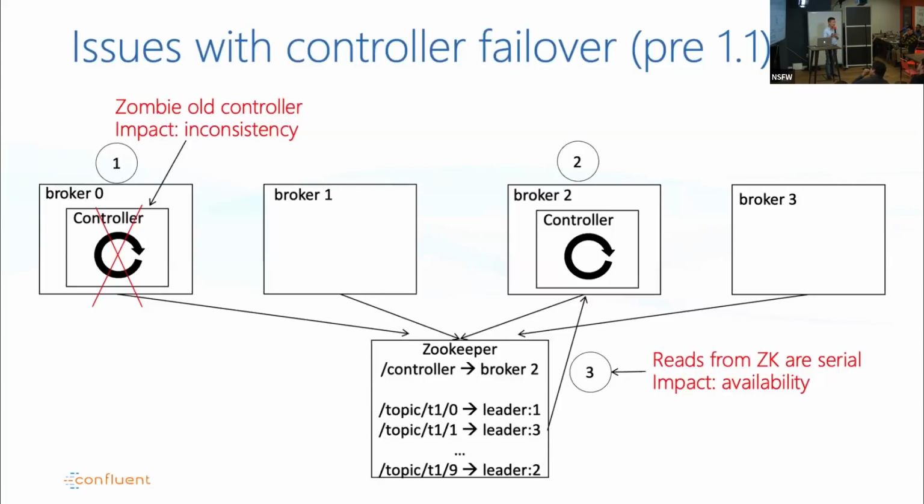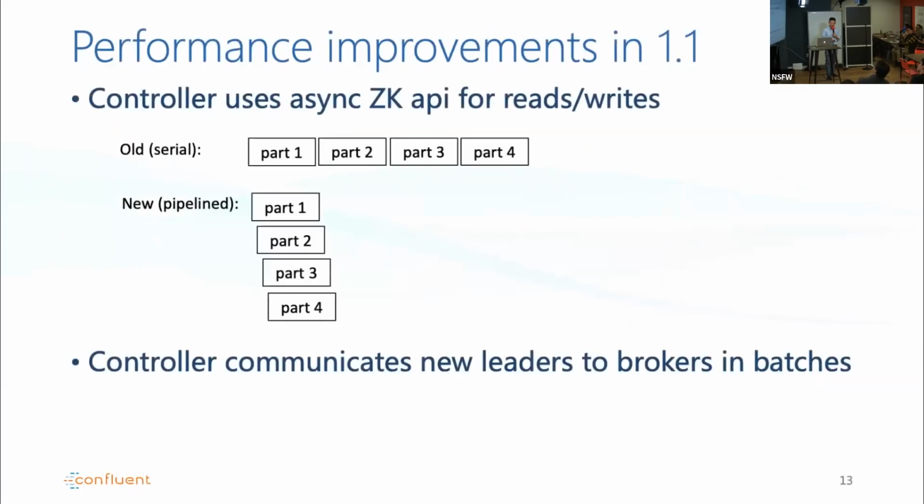Next, I'm going to talk about some of the improvements we have done in this space. The first thing is some of the performance improvements we did. This is in Apache Kafka 1.1, about a year and a half ago. One of the things we did is to improve the way the controller interacts with Zookeeper when doing reads or writes. Remember earlier when I talked about performance issues, a lot of the things we do with Zookeeper are serial.